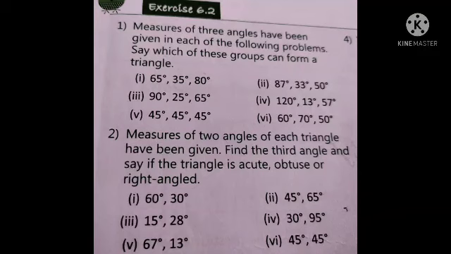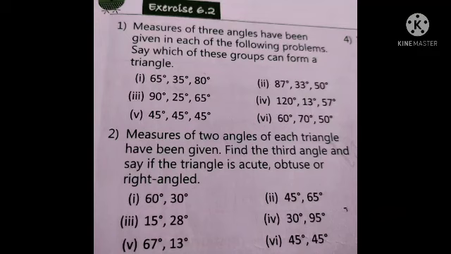I hope the first question is clear. Just add all the angles together. If the sum of the three given angles is 180 degrees, of course that can form a triangle. If you don't get 180 degrees, then obviously those angles cannot form a triangle. Okay, and moving to the next question. Measures of two angles of each triangle have been given. Find the third angle and say if the triangle is acute, obtuse or right angle.